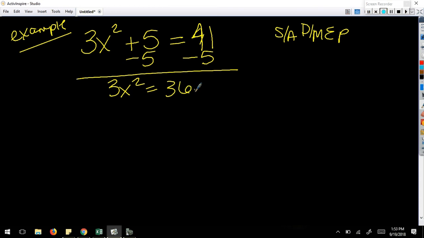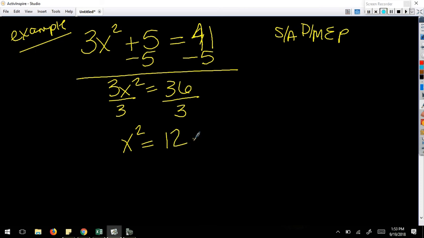Now, should I take the square root or should I divide by 3? Why? It's next. Multiplication division is next. So I need to make sure I do that next. So divide first. What's 36 divided by 3? 12. Anybody confused so far?